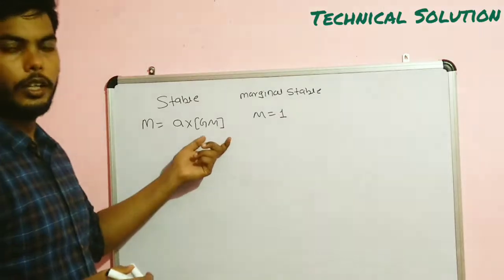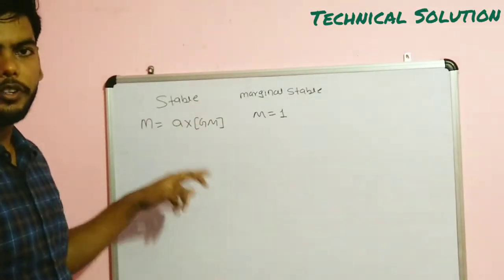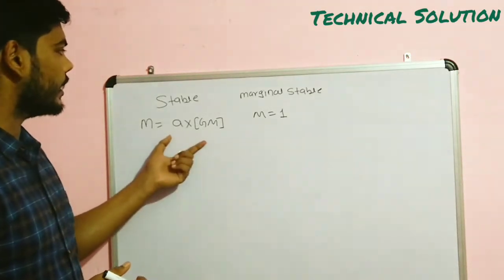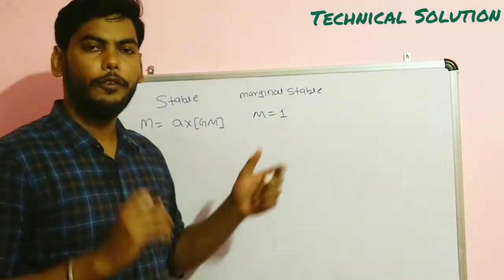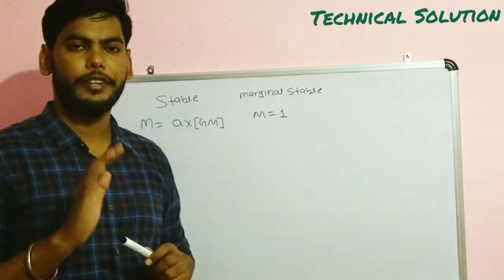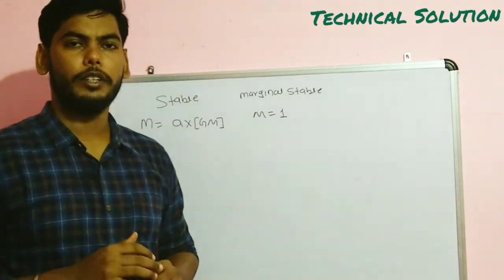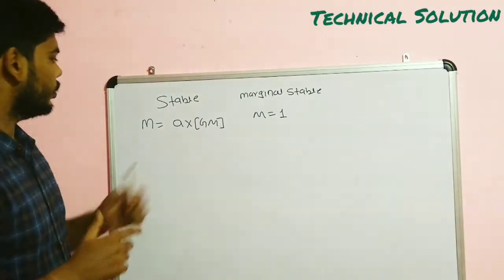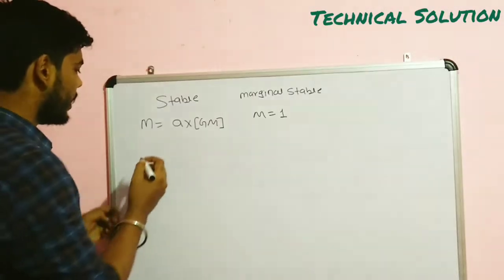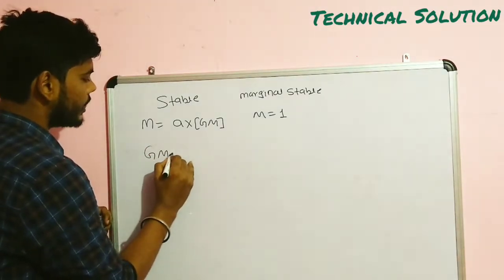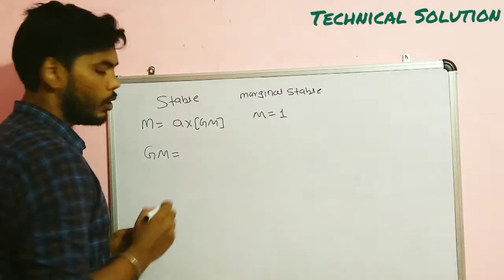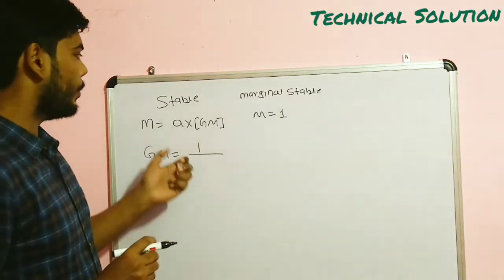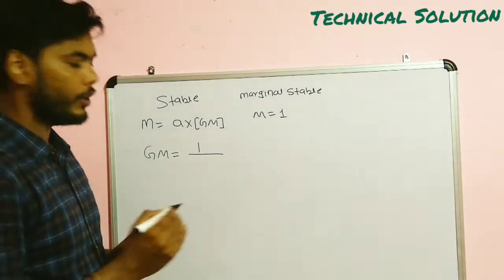So the gain margin is a factor with which the open loop gain of a system is multiplied at the phase crossover frequency such that the system becomes marginally stable. We know the phase crossover frequency is the frequency where the angle of the system is equal to minus 180 degrees. The other formula of gain margin is written in terms of the open loop gain of a system: the gain margin is the reciprocal of the open loop gain of the system at the phase crossover frequency.